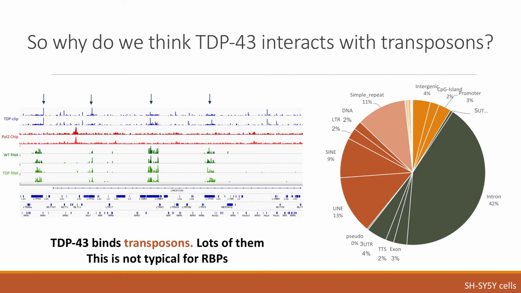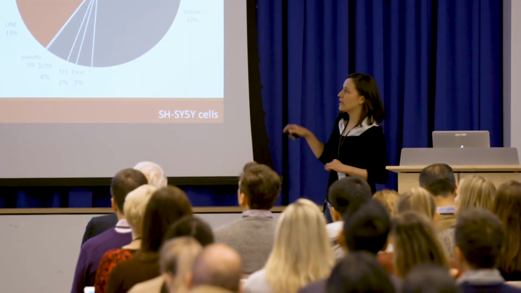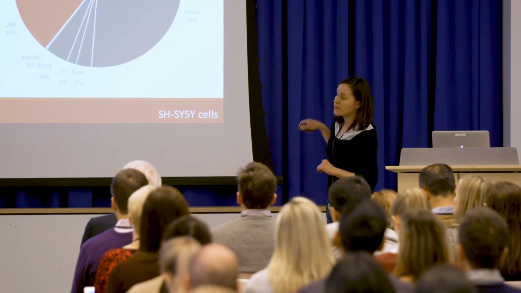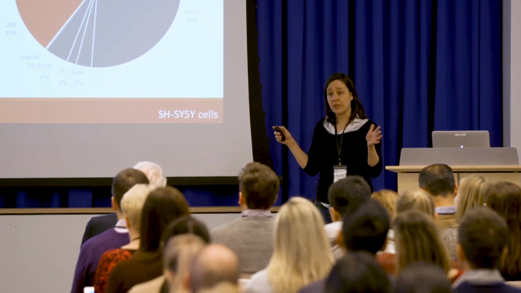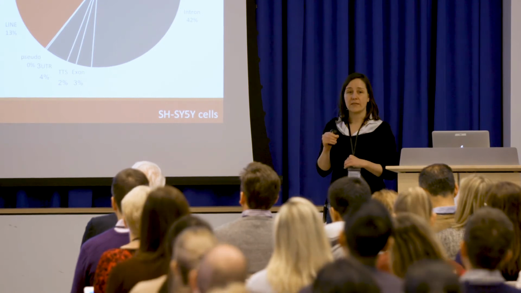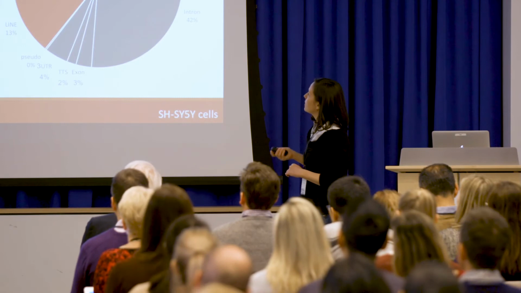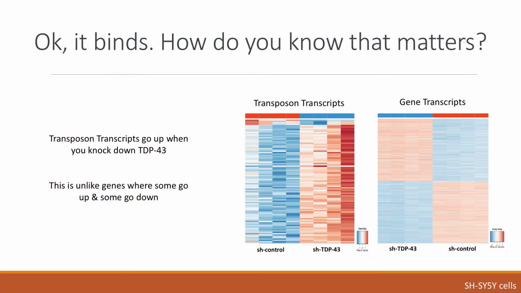So this turned out to be maybe 30 to 40% of the targets of TDP43 in the cell was piling up on these transposon sequences, right? And this was actually kind of a conservative estimate, because if this transposon happened to lie in the intron of a gene that was expressed in those cells, we gave it to the gene first. So this is a conservative estimate of how many of the binding sites of these things are really falling on transposon sequences.